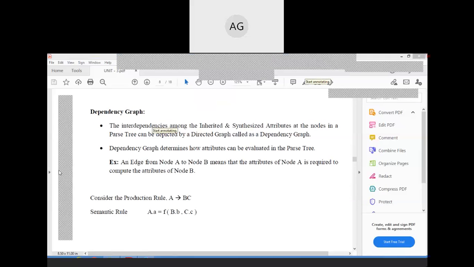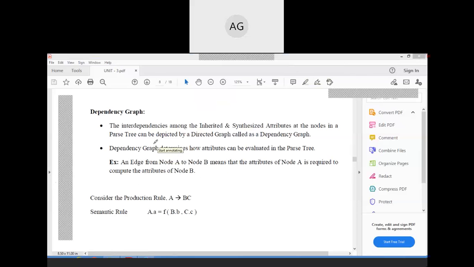As the name suggests, some nodes need to be dependent on the other nodes. So this is the definition of dependency graph: the interdependencies among the inherited and synthesized attributes at the nodes in a parse tree can be depicted by a directed graph called a dependency graph. So basically this type of graph shows the interdependencies between the inherited and the synthesized attributes.